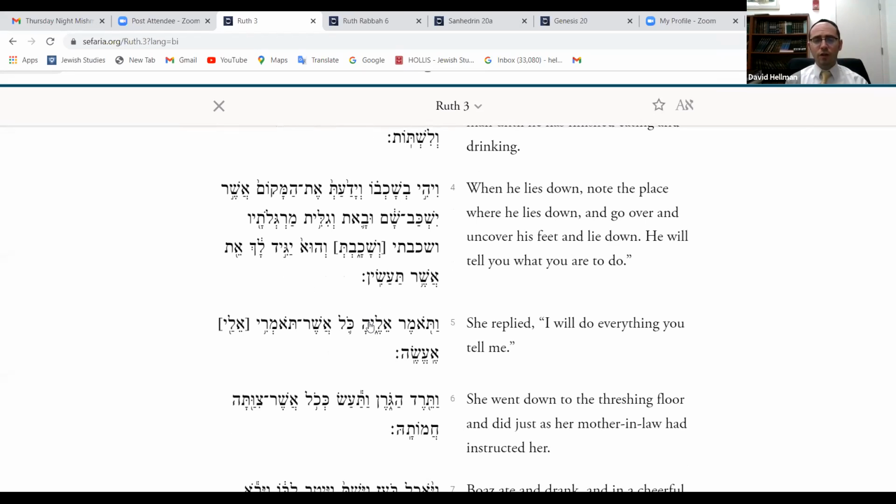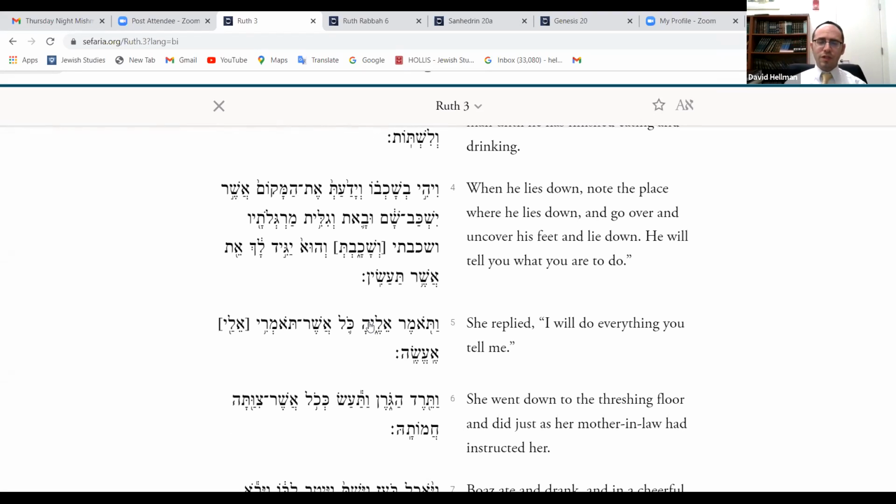Vihi b'shachvo, and then when he will lie down, v'yadat et makom asher yishkav sham, and you know where he will be going to sleep. Uvat v'gilit margalotav, you shall go and literally uncover his legs, pull up the blanket, v'shachav, and lie down next to him. V'hu yagilach et asher tasin, and he will tell you what to do.